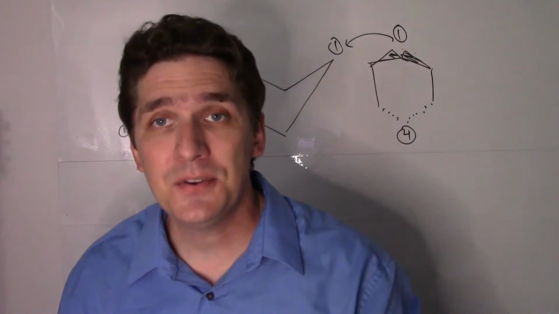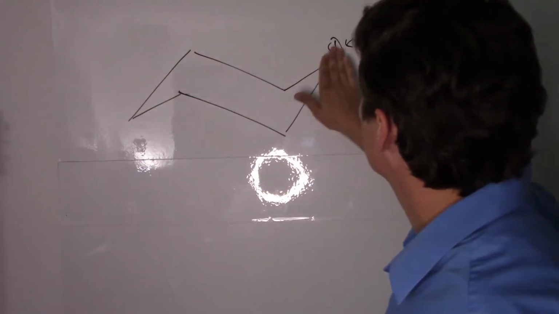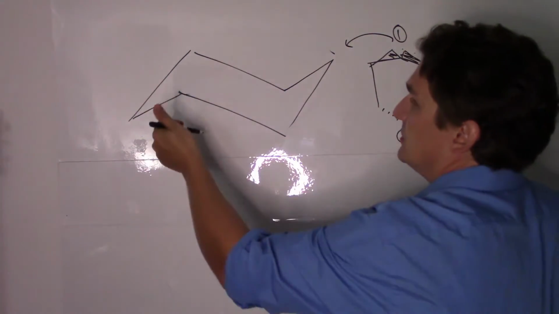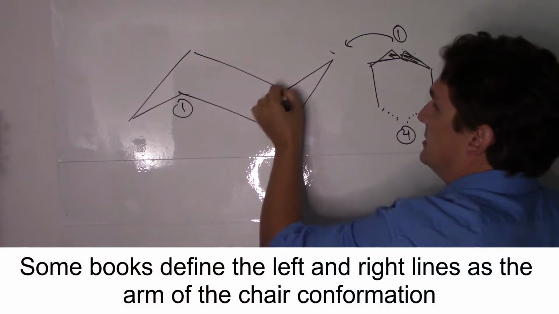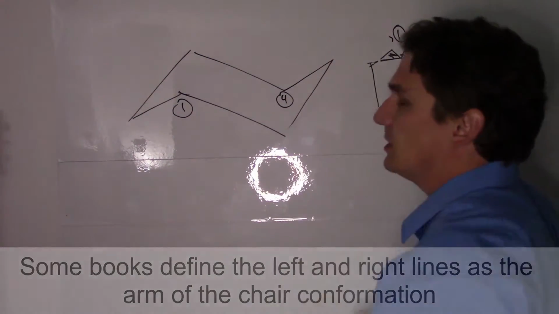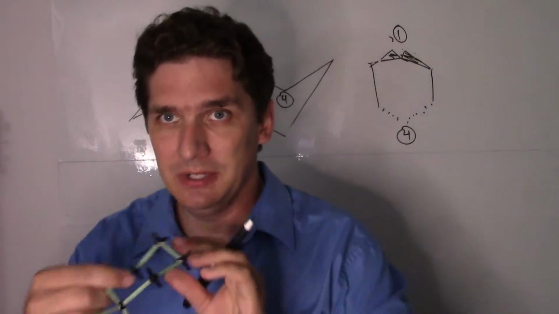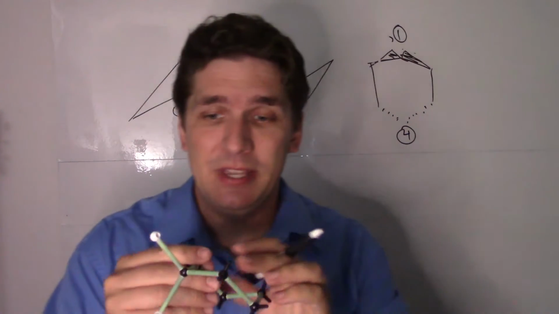But other books define the arms differently. So some books will define this as the arms of the chair. So these two sides here, which would make this puckered up one the number one carbon, and this one that goes down the number four carbon. It's kind of this ambiguity that comes about because we can rotate this ring 120 degrees, and we can't tell the difference.